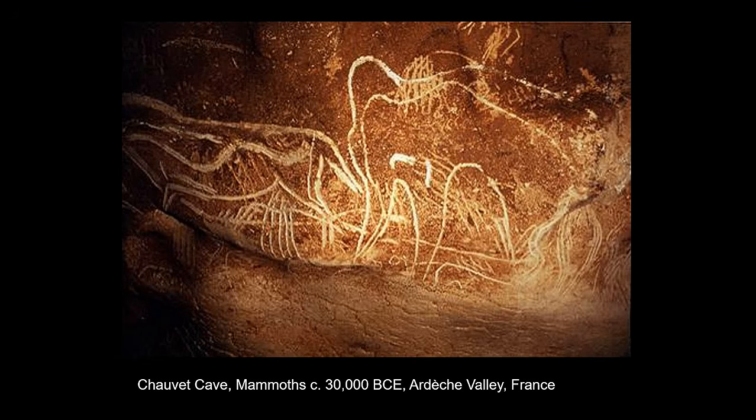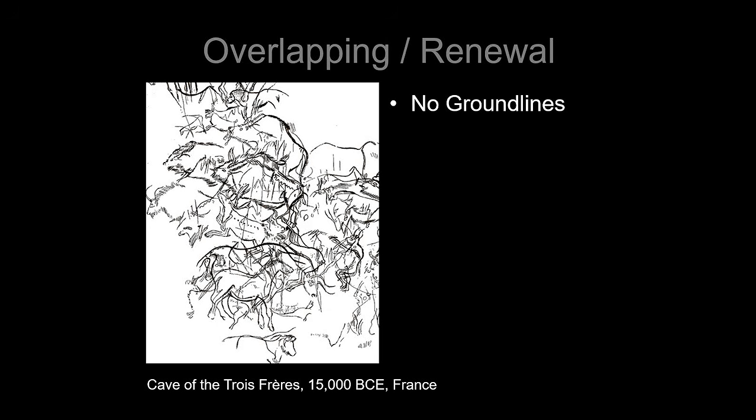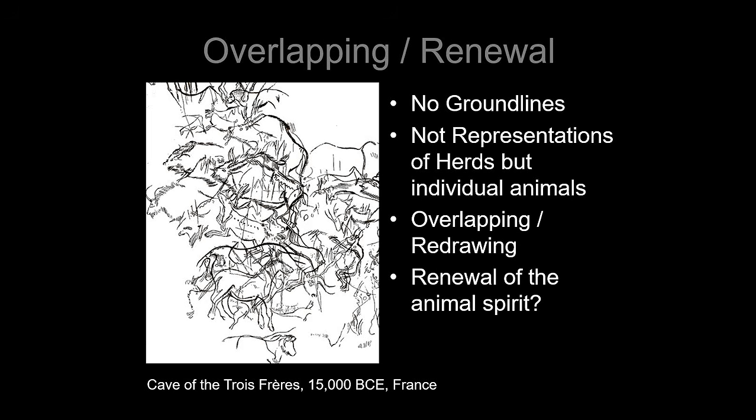Here's a mammoth. This one isn't painted, it's scratched into the wall. But they've drawn the back of the mammoth the first time, and they drew a second back. So here's from Chauvet Cave, and you can see how this diagram shows that you have the first iteration, the second, and then finally the third iteration. So what's going on here? Why would you draw these animals in the first place, and then why would you redraw them once you've drawn them? And that suggests that these aren't, again, herds, but they're individual animals, and that the overlapping and redrawing is a kind of renewal of the animal's spirit in some way.